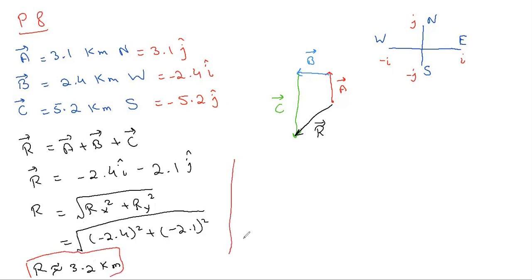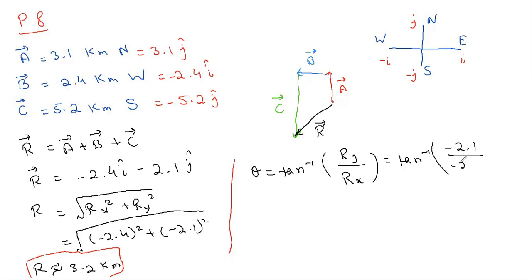So now we can find the angle theta, that is, in which direction this bird will fly. Theta will be tangent inverse of ry over rx, tangent inverse of minus 2.1 over minus 2.4. So theta will be 41 degrees, or theta will be 180 plus 41, equals 221 degrees.